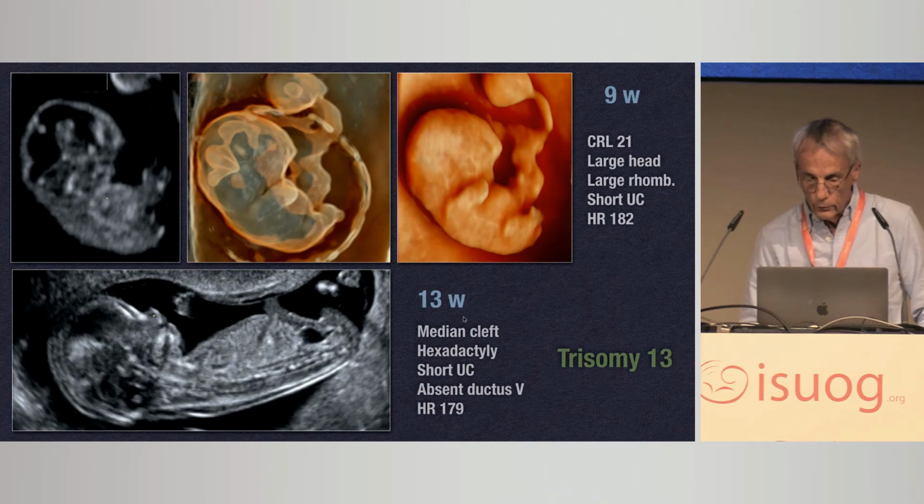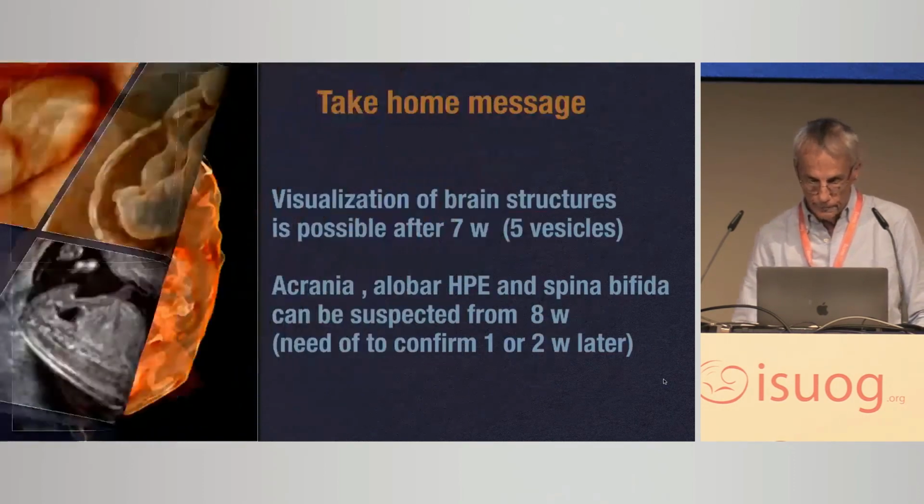And this was the scan made at 13 weeks of pregnancy with a median cleft lip, hexadactyly, short umbilical cord, absence of ductus, and still a high rate for the heartbeat, and it was a trisomy 13.